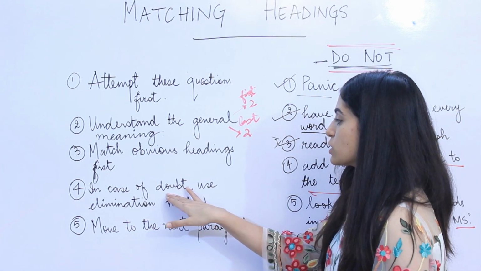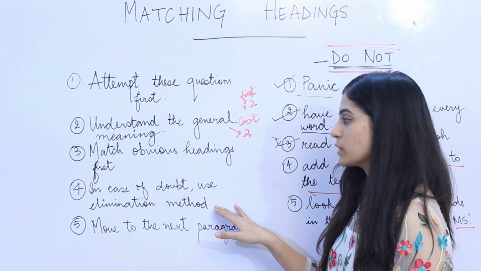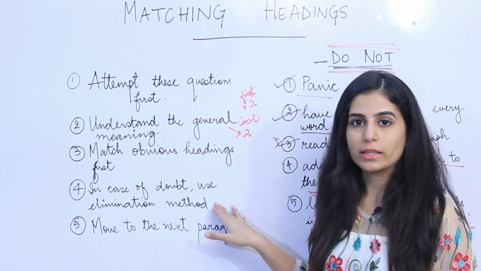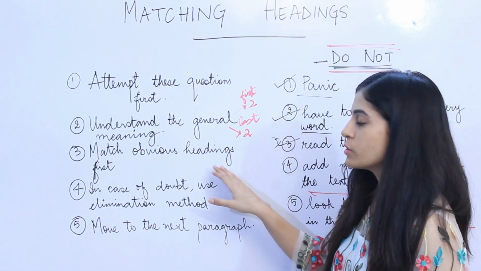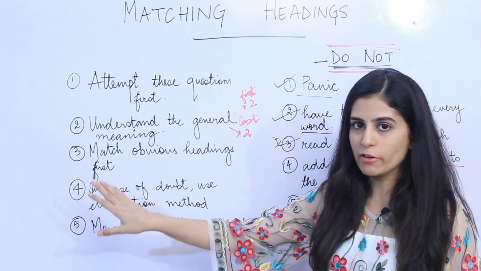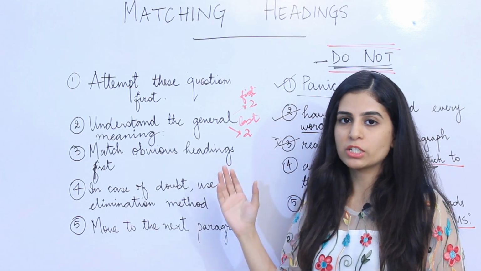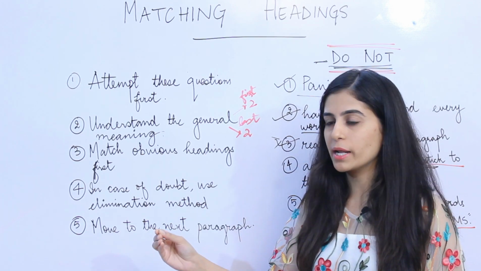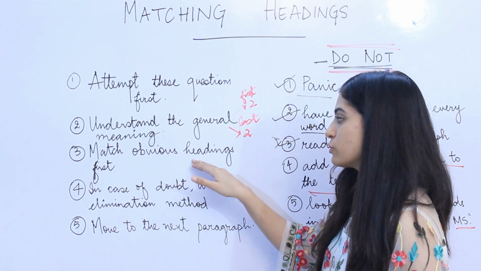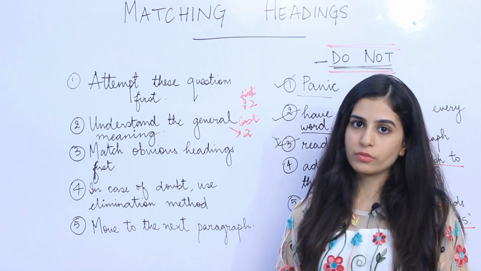Next is, in case of doubt, use elimination method. Now what is elimination method? Firstly, if there were, for example, 8 headings for 5 paragraphs, once you have answered the obvious headings, you have matched the obvious headings with the obvious paragraphs, you are left with just 5 of them.